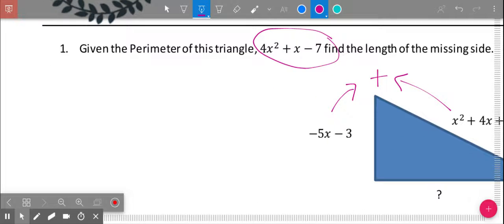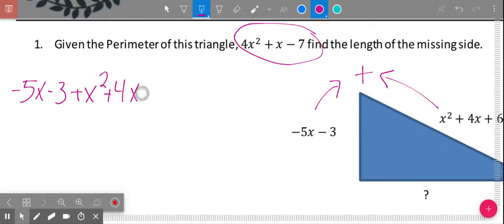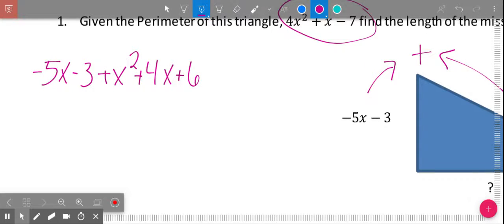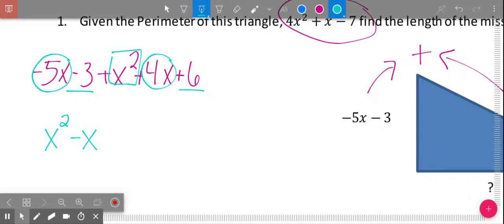So we're going to start with negative 5x minus 3 plus x squared plus 4x plus 6. And we're going to combine all our like terms. So my x squared is going to go up front. I have negative 5x plus 4x. Well, negative 5 plus 4 gives me negative x. And then negative 3 plus 6 gives me plus 3. So that is the two sides combined.